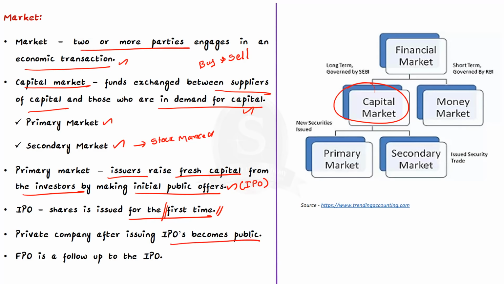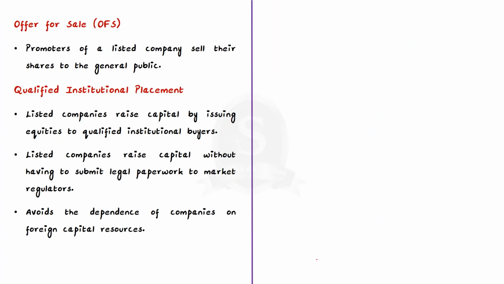Okay, the follow-on public offer or FPO is a follow-up to the initial public offering. It is the issuance of shares after the company has been listed on the stock exchange. In other words, an FPO is an additional issuance of shares while IPO is simply the issuance of shares in the first instance. Note the difference here. With this understanding about IPO and FPO, now we will learn about offer for sale.